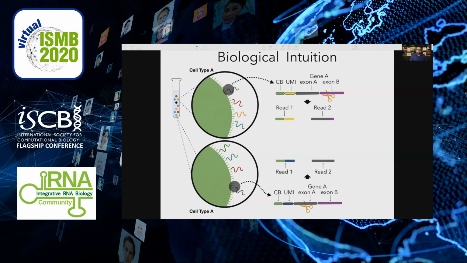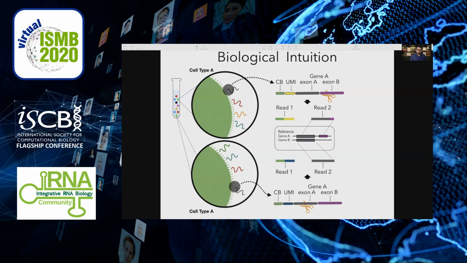Obviously, cellular barcode and the UMI is going to be the same. However, the read component can be different. The top one might have some exon B, which is shown by a violet color, while the bottom one will have only the gray color since it's coming from only exon A.